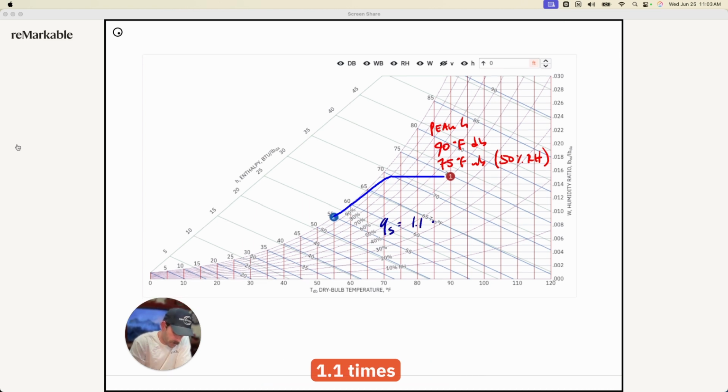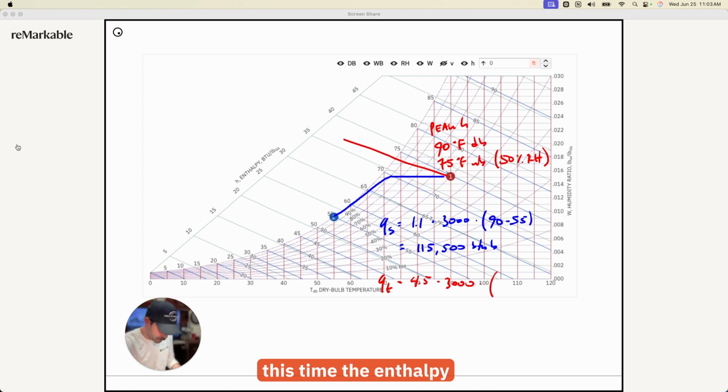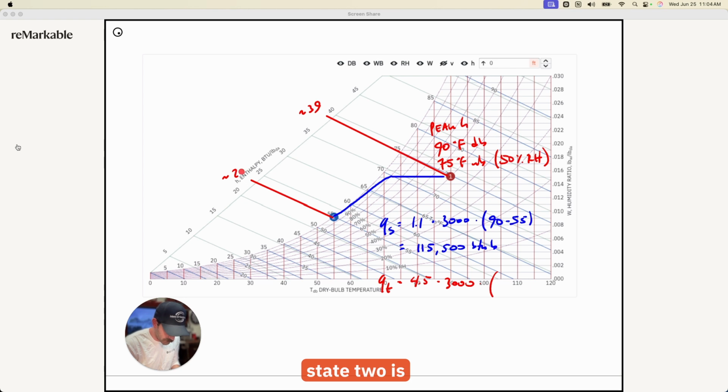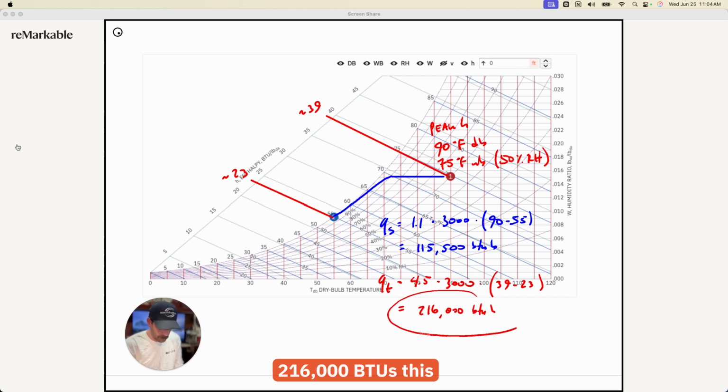Your sensible is 1.1 times 3,000, except this time it's 90 degrees minus your 55, and this yields 115,500 BTUs sensible. Our total load, 4.5 times 3,000, except this time the enthalpy for state 1 is right around 39. State 2 is still about 23, so we're using 39 minus 23. Our total load on the coil in this scenario becomes 216,000 BTUs. This is a higher overall load on the coil than scenario 1.